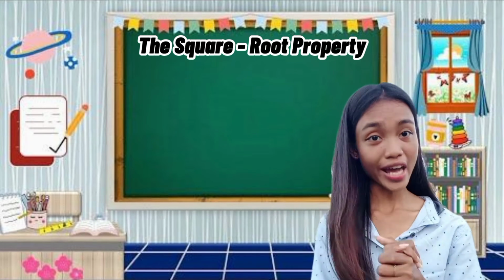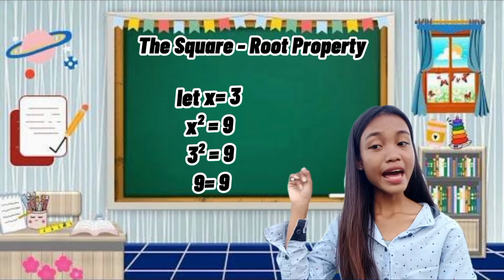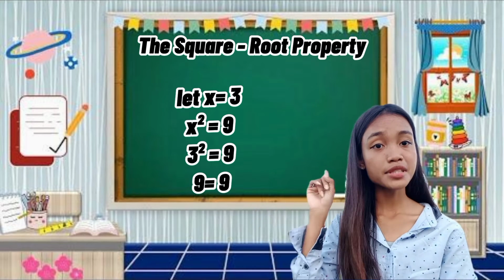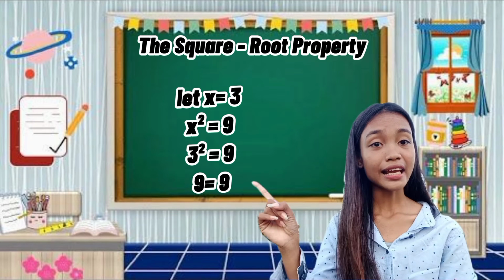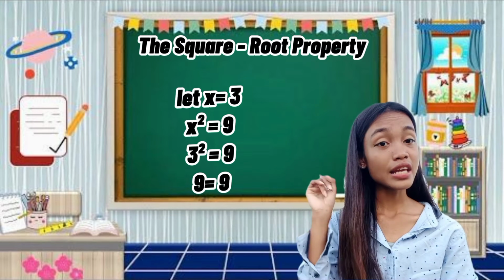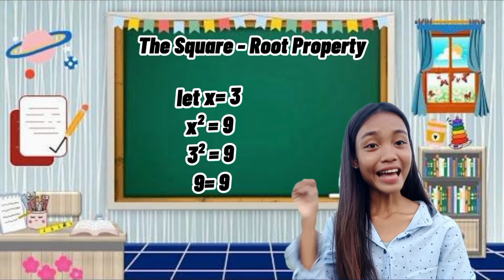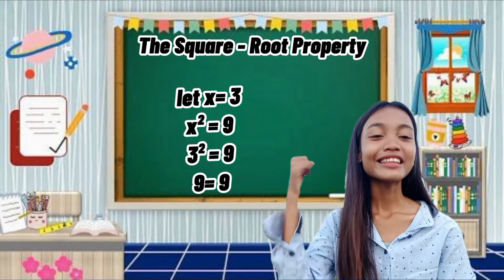So let's check using our x, which is 3. Let's substitute 3 for x in x squared. 3 squared is 9. So 9 is equal to 9.